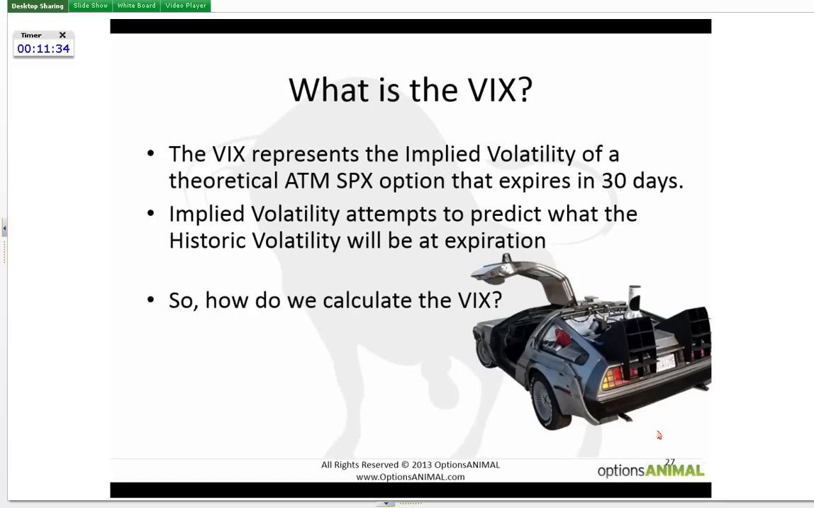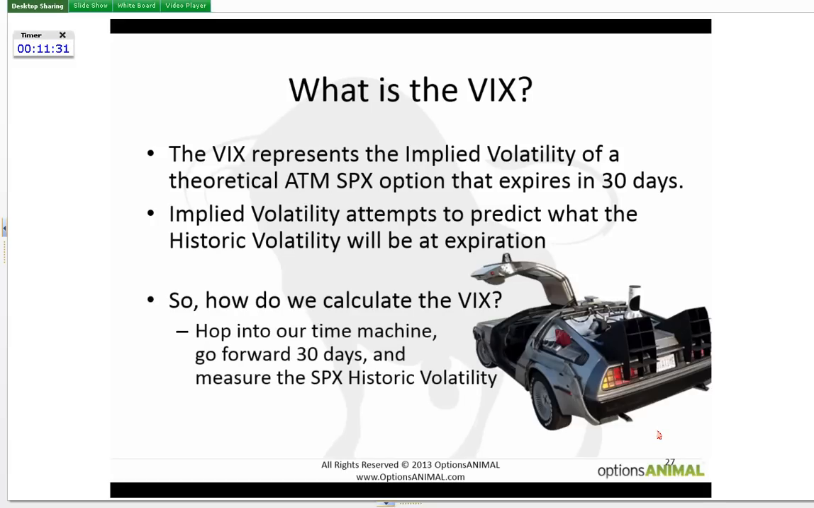So how's the VIX calculated? Well, you get in the time machine, you go forward 30 days, and you measure historic volatility. Okay, I'm being facetious, but that's really what this implied volatility index is trying to do. It's imagining if I could travel forward 30 days and then look back 30 trading days and measure what happened in the market. That's what the VIX tries to do. Unfortunately, using a time machine is not that easy. It's harder to calculate than a time machine.